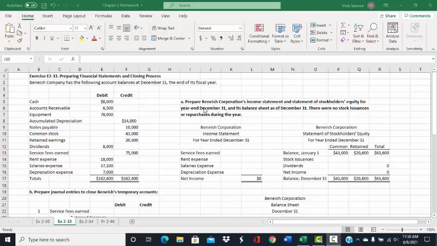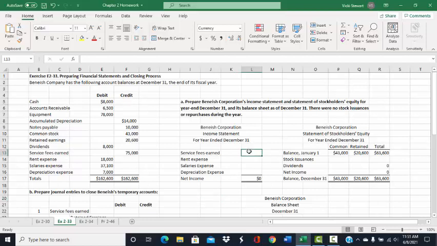In Part A, it states to prepare Beanish Corporation's income statement and statement of stockholders' equity for the year ended December 31st and the balance sheet as of December 31st, and it tells us there were no stock issuances or repurchases during the year. So the first financial statement we need to complete is the income statement.